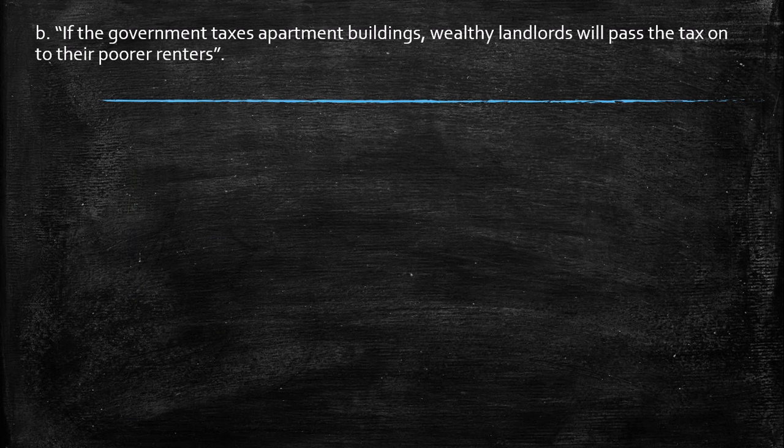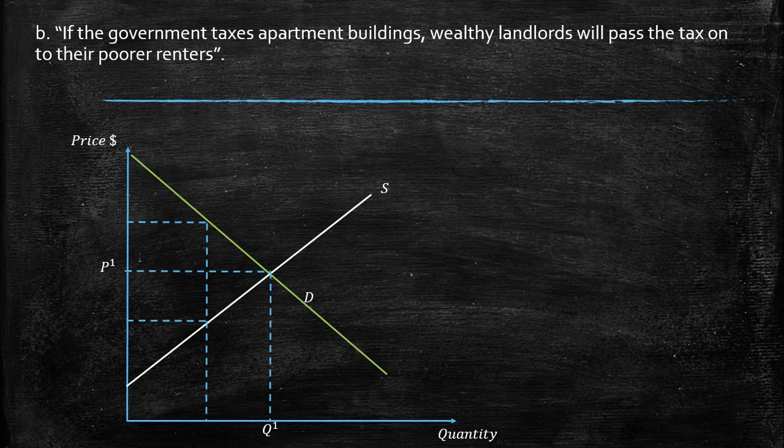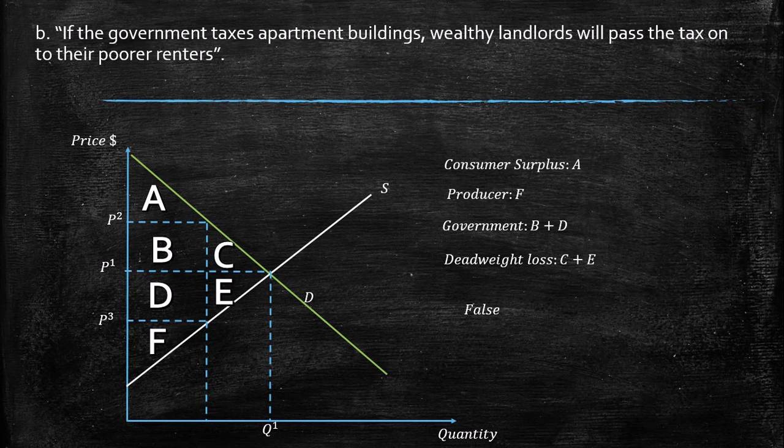If the government taxes apartment buildings, wealthy landlords will pass the tax on to the poorer renters. It's the same case, okay? Because it doesn't matter who is charged. Both parties have to contribute to the tax. They have to pay part of the burden of the tax. Okay, so it's going to be false.